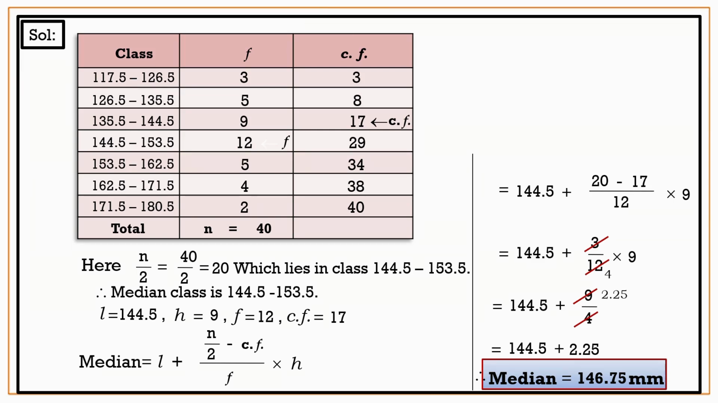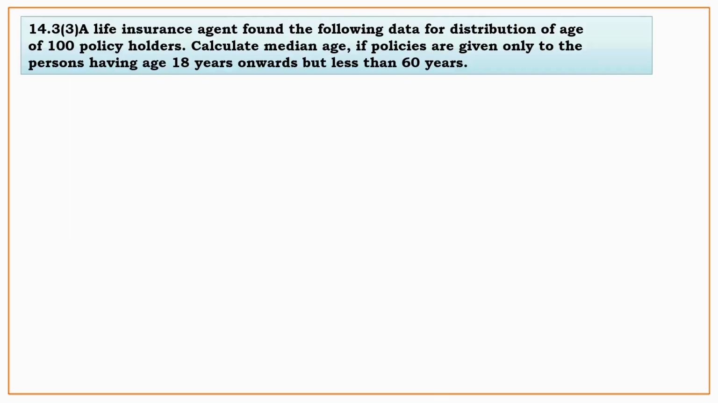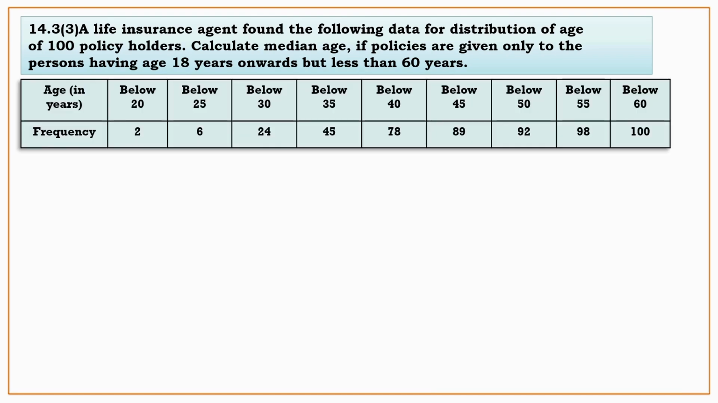Okay, now let's take a look at the next problem. A life insurance agent found the following data for distribution of age of 100 policy holders. Calculate median age if policies are given only to the persons having age of 18 years onwards but less than 60 years. Okay, so the table is given, the class interval and the frequencies. But in this case, it is quite different. The class interval is not properly given. It is given in the form of below, like this.